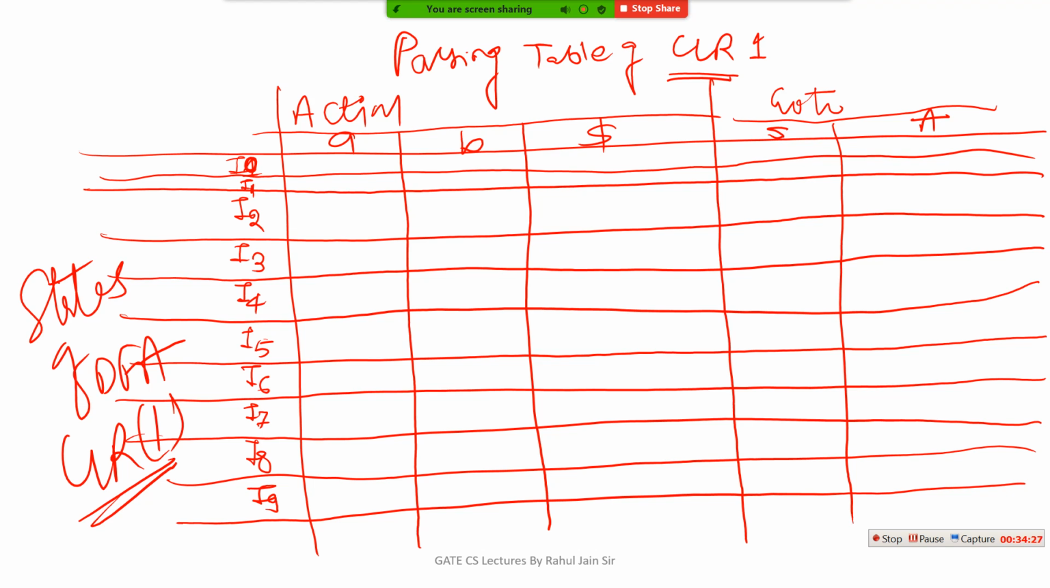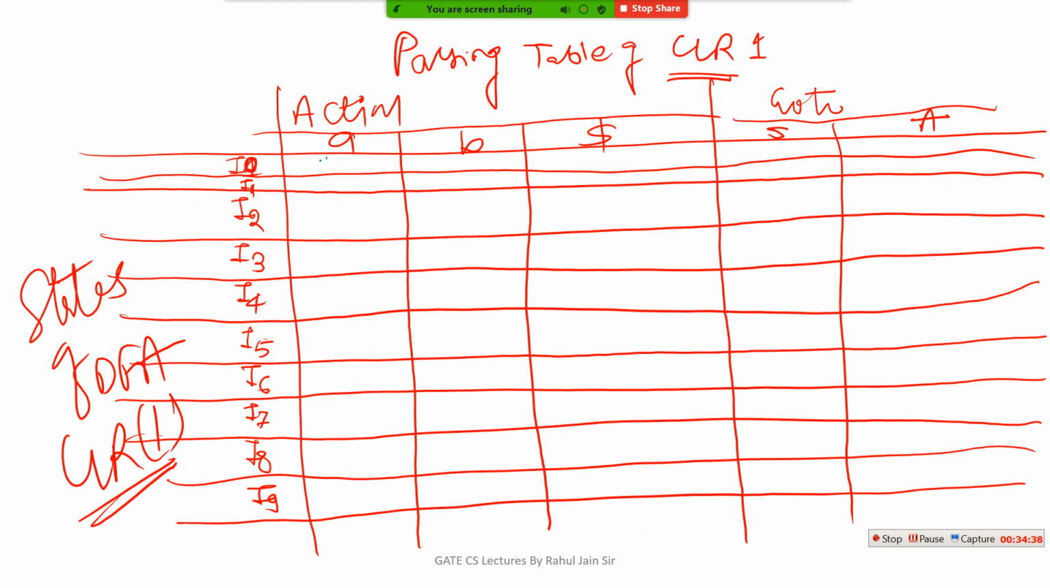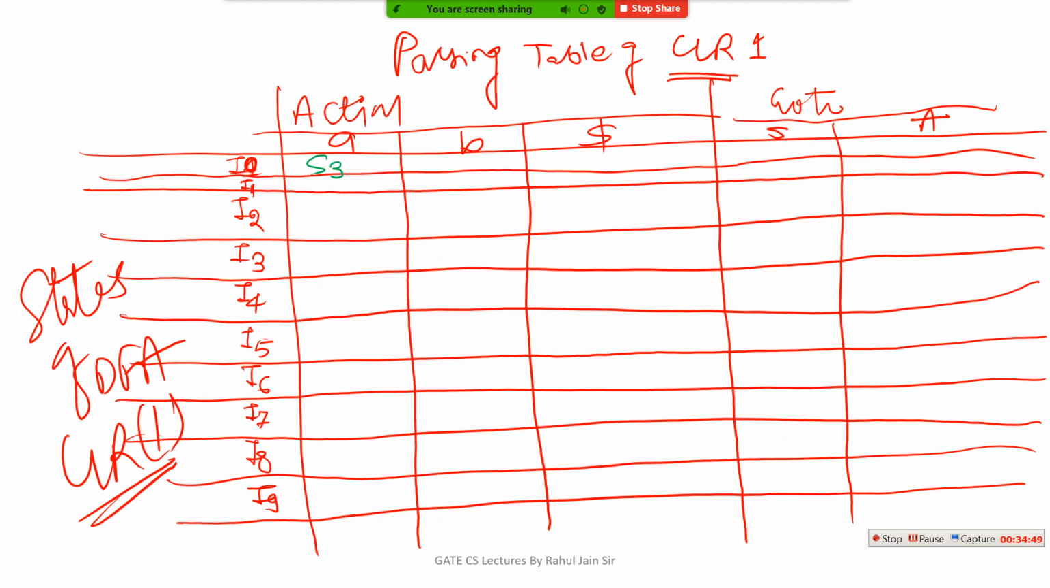Now on I0, guys, again focus on I0. On small a, I am shifting to state 3, so I will directly write S3 here. On I0 to small b, I am shifting to I4, so I will write S4 in the I0 table entry. On dollar, I don't have anything, so I will leave it blank.